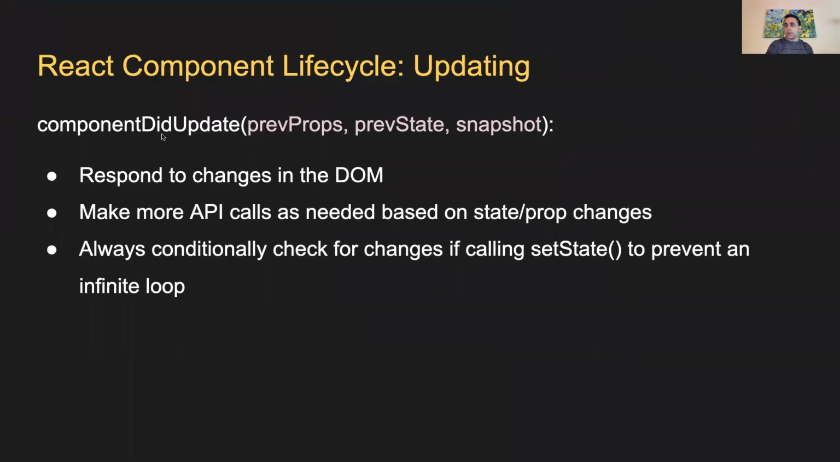So as I said, componentDidUpdate takes in your previous state value. You can use your previous state that's passed in and your current state and determine if those don't match, then you might want to call setState.